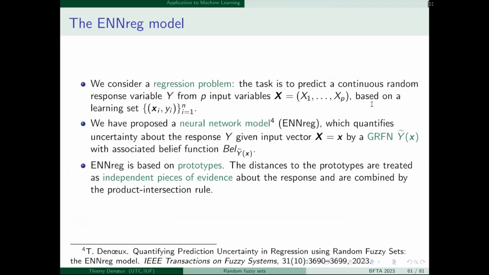So this model is based on prototypes. A long time ago, I published a paper on classification, a neural network for classification based on prototypes. This paper was published in 2000. The idea was that you have prototypes, and each prototype gives you a piece of evidence. So you have a new x, you compute the distance to prototypes.